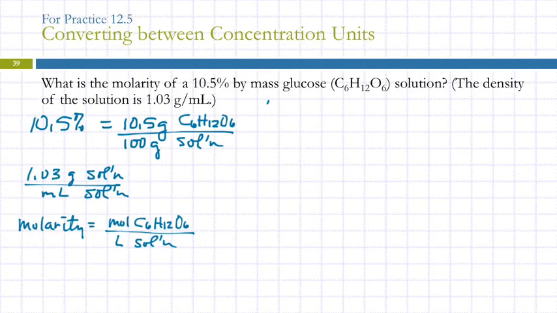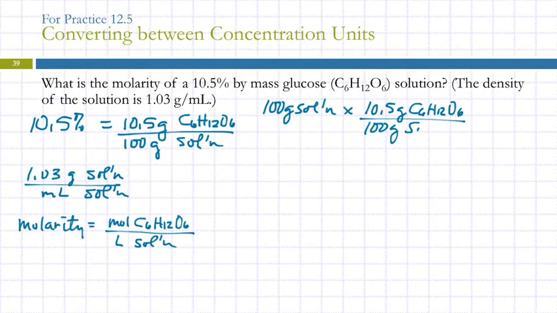So 100 grams of solution would be 10.5 grams of glucose per 100 grams. We didn't really even need to do that calculation, but those cancel out. So if we choose 100 grams, then we have a starting point. We have 10.5 grams of glucose. Everybody okay with that?